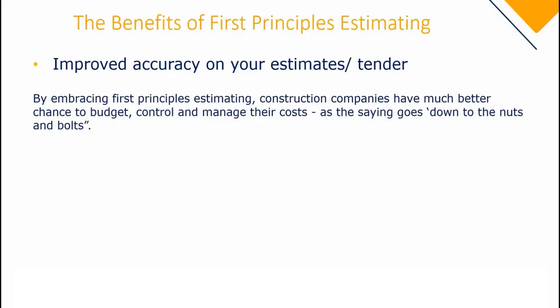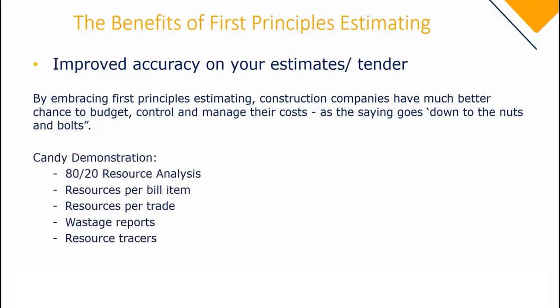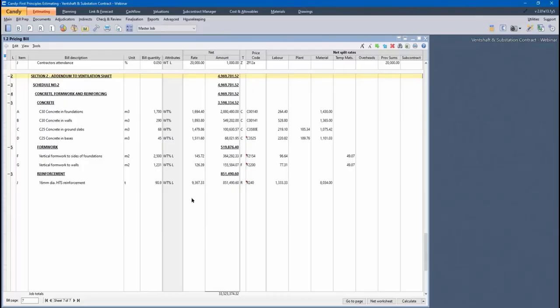And another useful benefit of first principles pricing is, you'll have a much better chance to budget, control, and manage your costs. And the saying goes, down to the nuts and bolts. So why did I go through all this effort? At the end of the day, you can generate powerful analysis reports. One of my favorites is the 80-20 resource analysis. You've got resources per bill item, you've got resources per trade. You can print a wastage report, and you can also do resource traces. So let's show you this in the system.